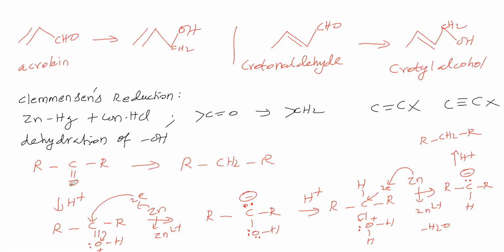Carbonyl group CO becomes methylene group CH2. That is what is happening in this reaction. It is about Clemmensen reduction. Now we will take some examples for Clemmensen reduction. Clemmensen reduction means the CO group is converting into a CH2 group.